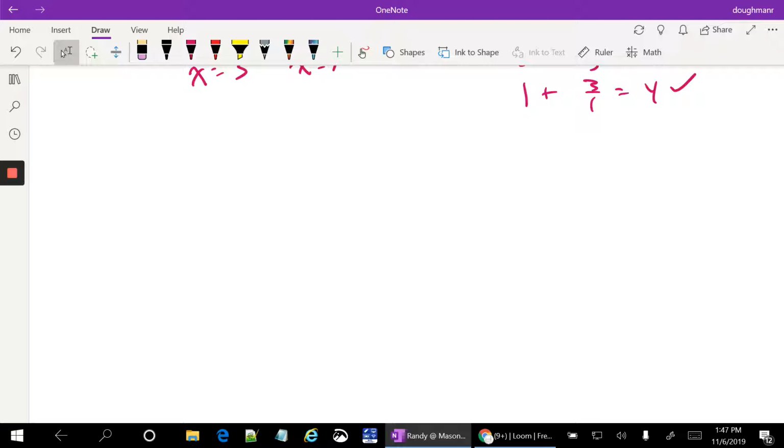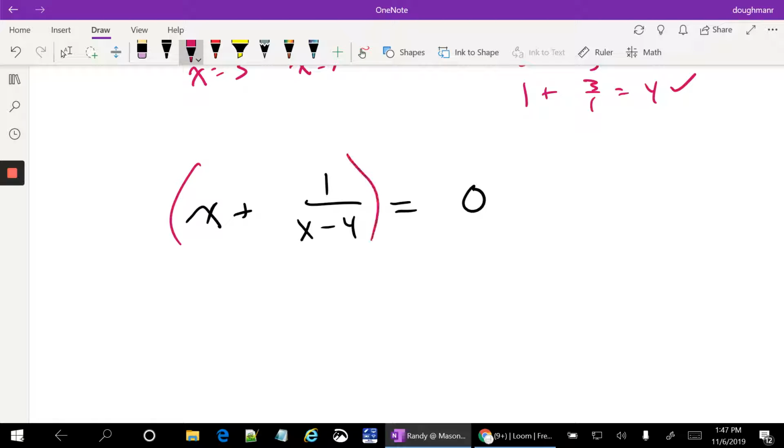What if I have a problem like x plus 1 over x minus 4 equals 0. I like when they equal 0. Once again, the only denominator is x minus 4, so I'm basically going to multiply both sides by x minus 4.